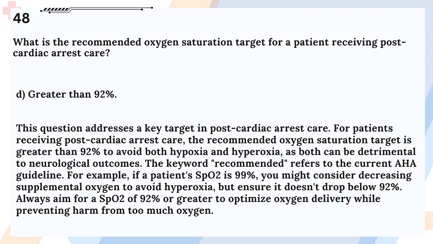The keyword recommended refers to the current AHA guideline. For example, if a patient's SpO2 is 99%, you might consider decreasing supplemental oxygen to avoid hyperoxia, but ensure it doesn't drop below 92%. Always aim for a SpO2 of 92% or greater to optimize oxygen delivery while preventing harm from too much oxygen.